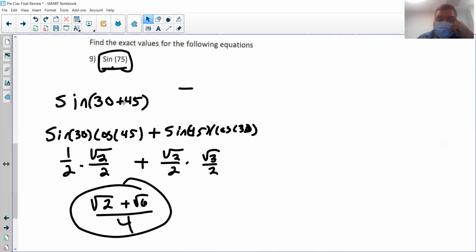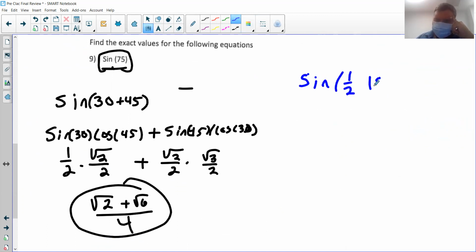This one over here, I did the sum, so 30 plus 45. I feel like that's much easier. You could do a half angle equation, which is sine of 1/2 of 150. You could do technically that. I feel like it was a little bit tougher, so I recommend just doing the angle sum rule.